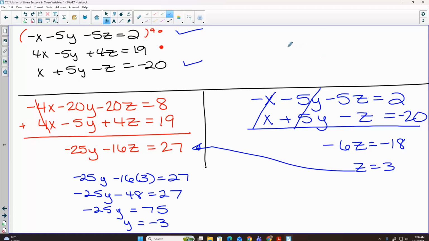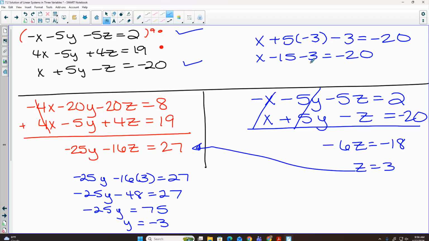Y and z, so now you go back to any of the originals, so let's go with the last one. X plus 5y minus z equals negative 20. And x is negative 2. So x, y, z.